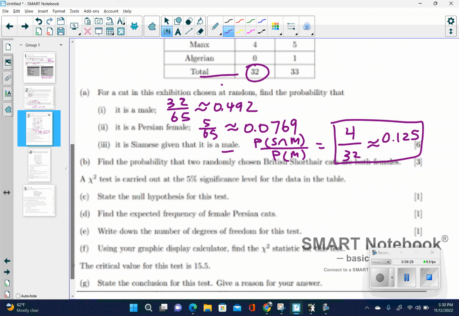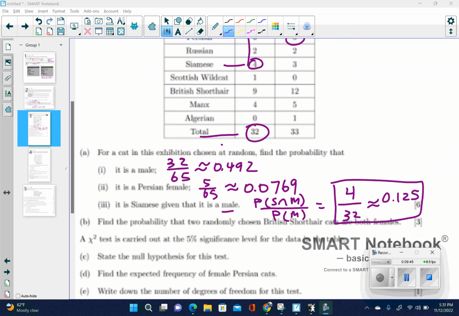For the next one right here, find the probability that 2 randomly chosen British Shorthair cats are both females. Some of you were really close with this one, but you made one simple mistake. Let me go ahead and make some more room. Since we're focusing on British Shorthair here, we want to find this total number. There are 21 altogether, British Shorthair, between males and females. We are looking for females. So there are 12 out of 21 that are females.